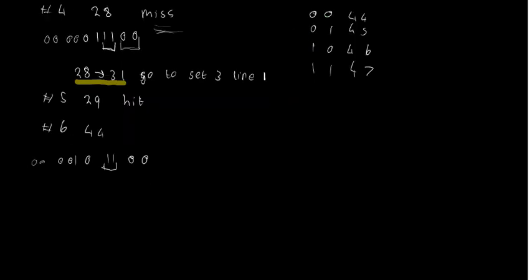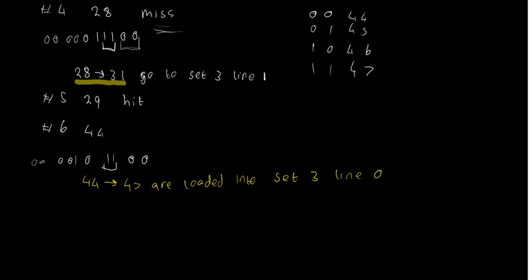So we're going to say 44 to 47 are loaded into set 3 line 0, right? Let's switch back my pen.